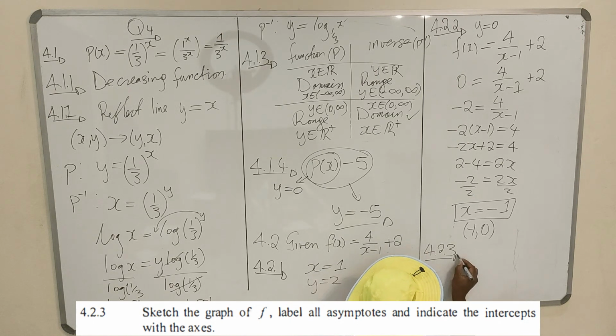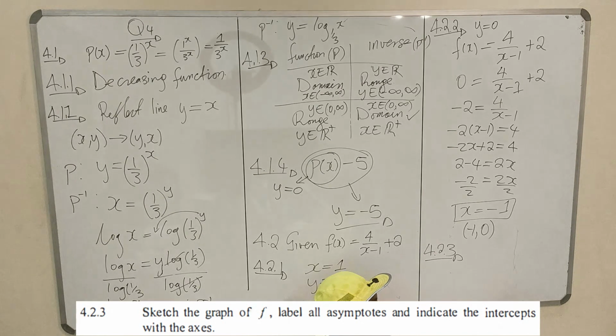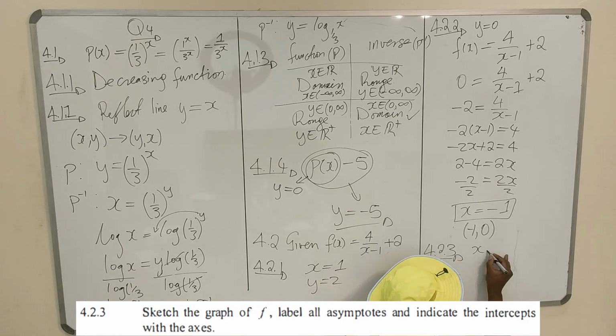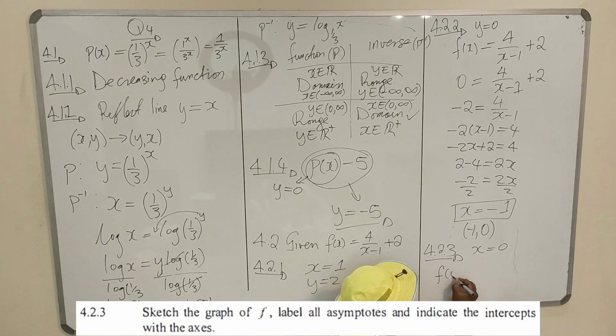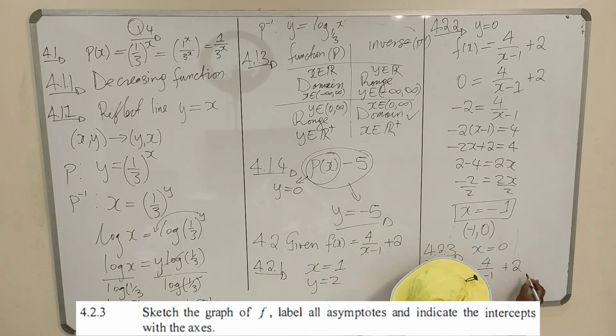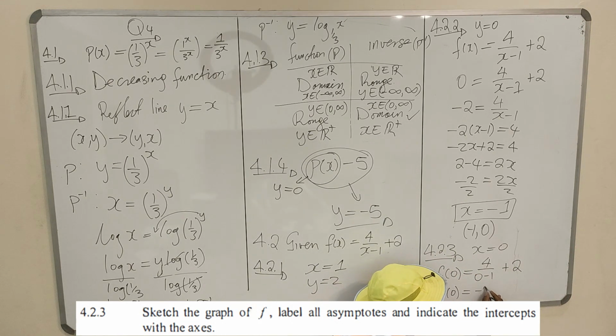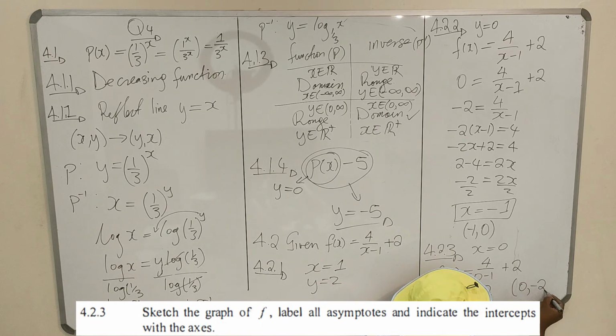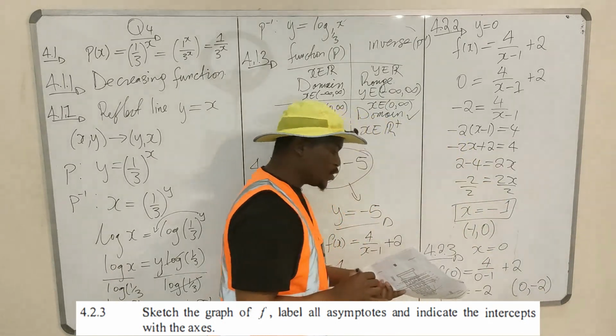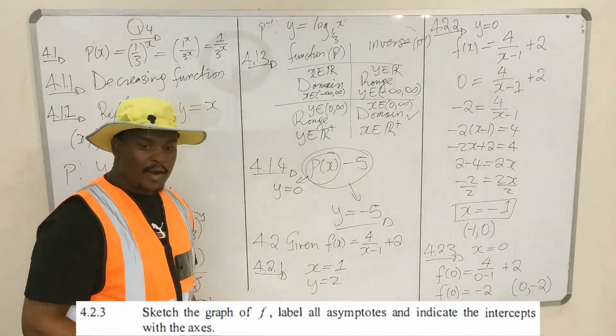4.2.3. We have the x-intercept. We need the y-intercept now, where our graph cuts the y-axis. What do we know? x is equal to 0. So f(0) is equal to 4 over 0 minus 1, plus 2, which is minus 2. So your coordinates are (0, -2). This is your y-intercept. So what we want to do now is plot our graph.